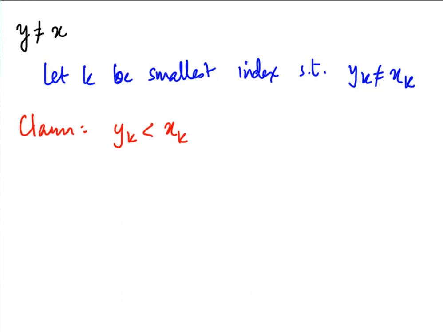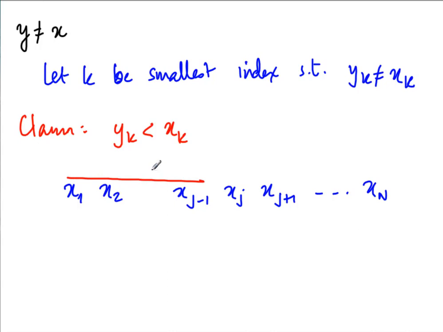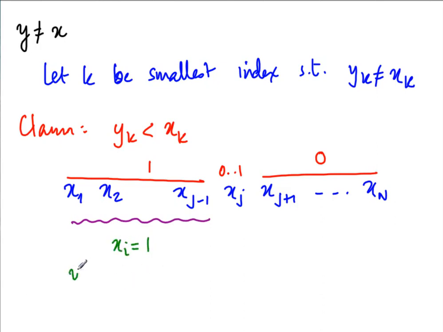We can show this by figuring out where this position k lies. Remember that x has this particular structure. We have this point xj, and before xj we know that x is all ones, after it all zeros, and xj is something in the range 0 to 1. Now we look at where k lies. The first possibility is that k lies in the ones. Here each xi is equal to 1. So if yk is not equal to xk, it must be different from 1. It cannot be bigger than 1 because the fractions have to lie between 0 and 1. So yk is in fact less than 1, which implies that yk is less than xk.